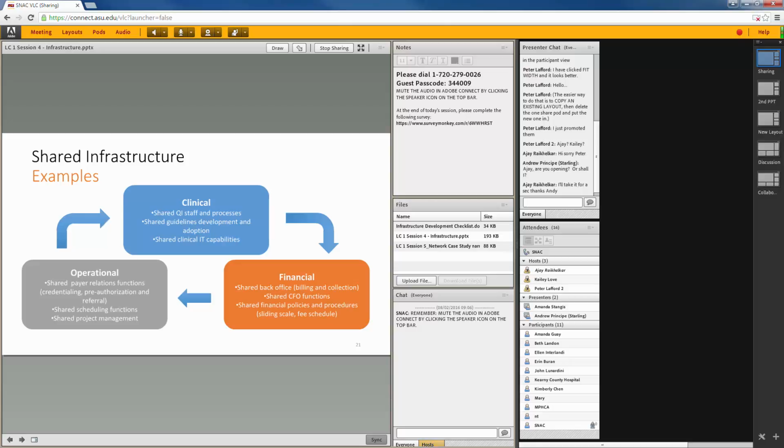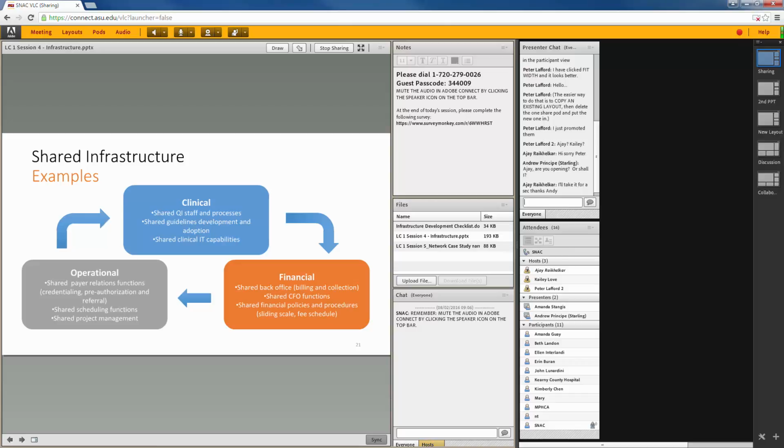In the financial realm, we have seen networks that have built shared infrastructure around improving the efficiency of back office processes like billing and collection, commonly referred to as the revenue cycle. Others might utilize a shared CFO, so each member organization gets insight from a high-level executive who really understands the managed care environment and the financial realities of the contract they're in, but not every organization needs to maintain that capability. Or they may develop shared financial policies and procedures to simplify and streamline their operations.